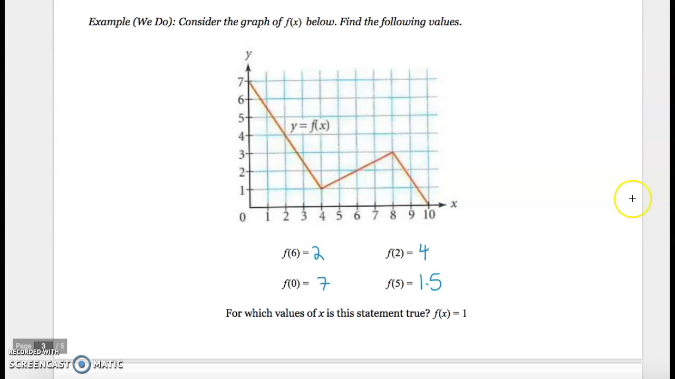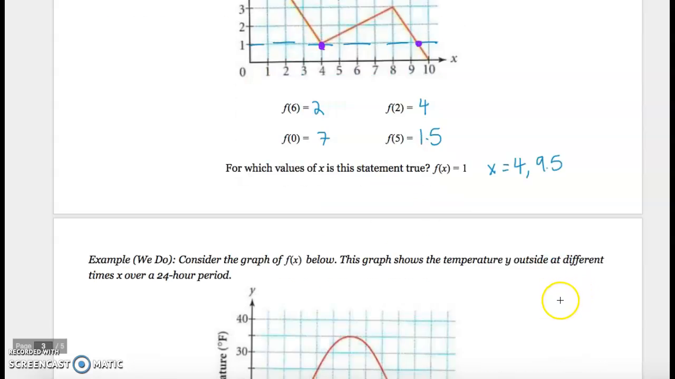For this last question for this graph, it says, for which values of x is this statement true, that your output always equals 1? What I tend to like to do is draw a line at my output. So my output is 1. At what x values does that happen on my graph? I see one place where my graph hits 1 here, and then one place where my graph hits 1 here. So for the outputs, I would just have to kind of estimate my x value. I'd say x equals 4 is one option, where my graph actually has an output of 1. And then I'd say at like 9.5-ish would be the other option.